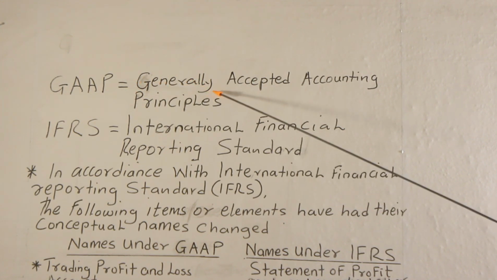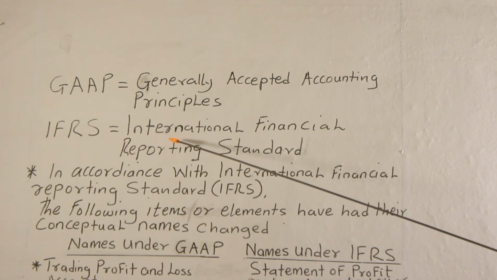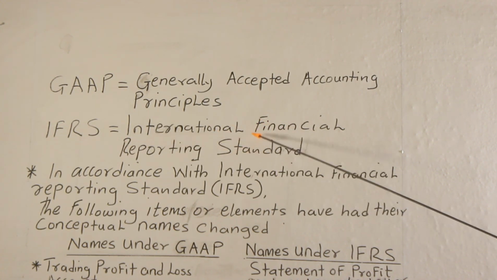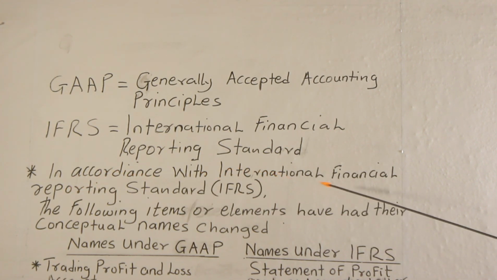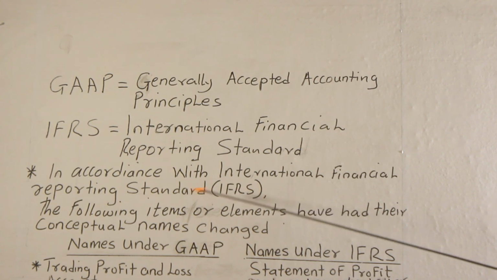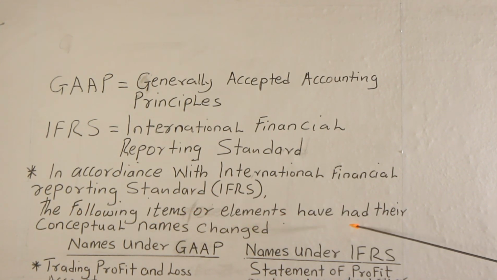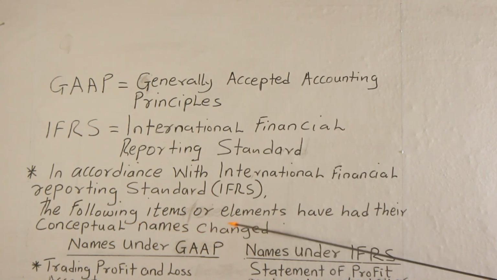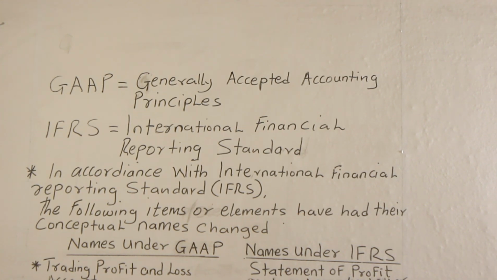GAAP means Generally Accepted Accounting Principles. IFRS means International Financial Reporting Standard. And we said that in accordance with International Financial Reporting Standard, IFRS, the following items or elements have had their conceptual names changed. Names under GAAP and names under IFRS has been explained.